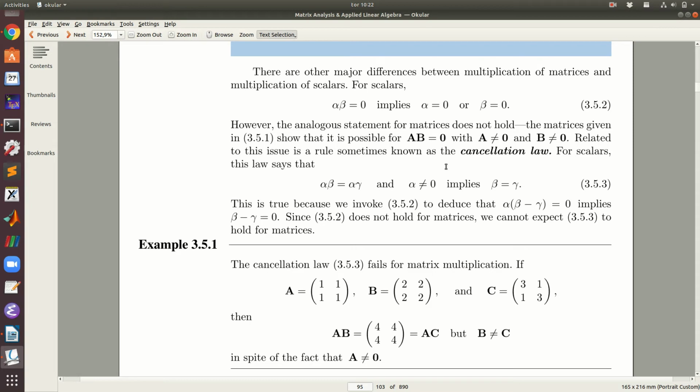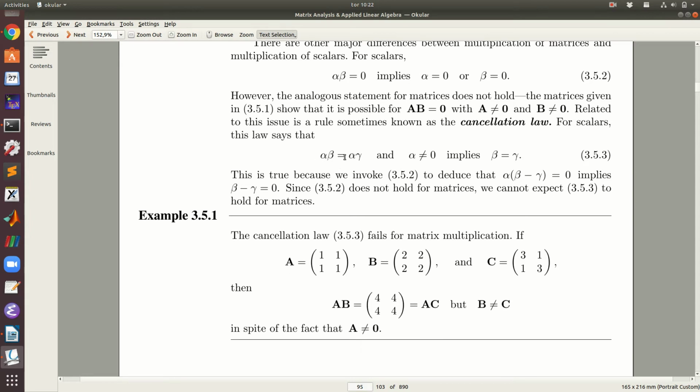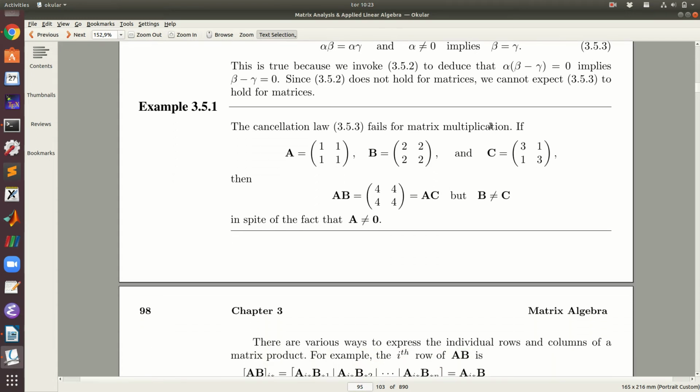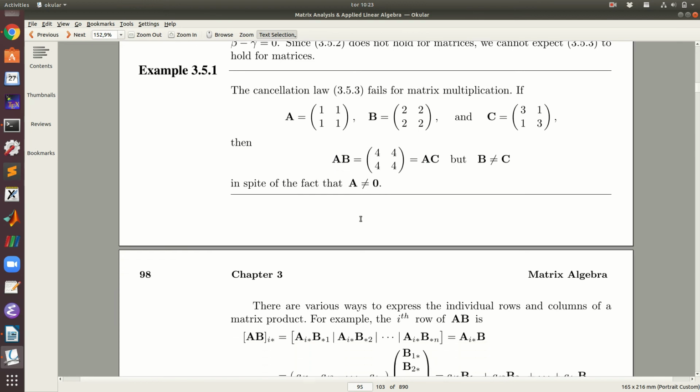And then related to this issue is what we know as the cancellation law for scalars. It says that if we have scalars such that alpha times beta equals alpha times gamma, then we can just cancel this alpha, and we have that beta equals gamma. But for matrices it does not actually hold. The cancellation law for matrix multiplication fails. For example, A and B is here, and then you have C. You will work out and find that AB is this 4444, and AC is also the same. Ideally we would say that if AB equals AC, then we can cancel A and B equals C. But in this case, we see that B is not equal to C, in spite of the fact that A is not equal to 0.